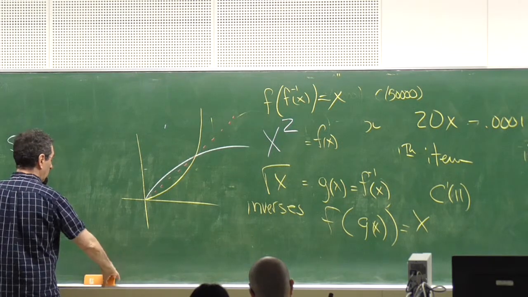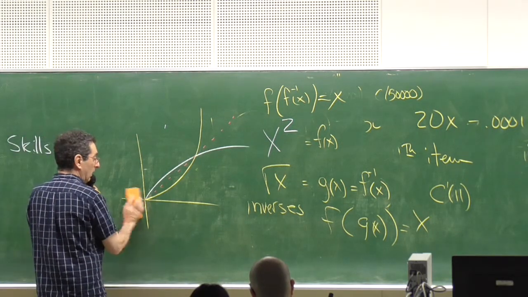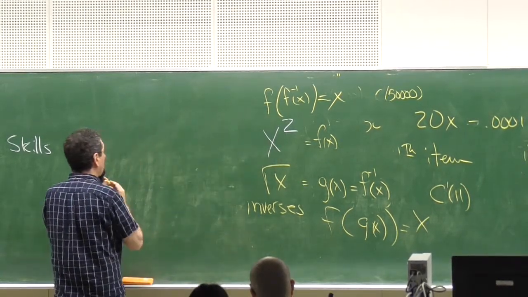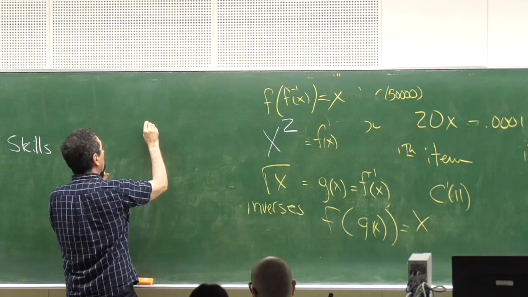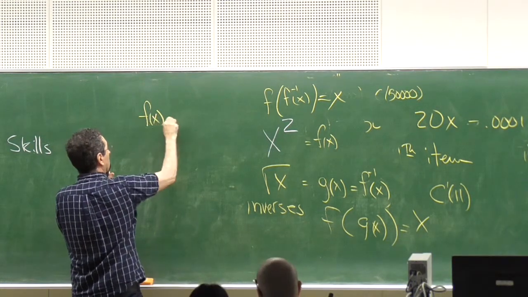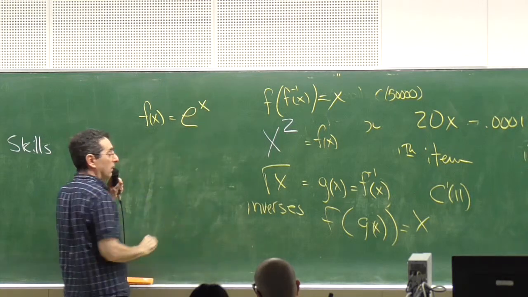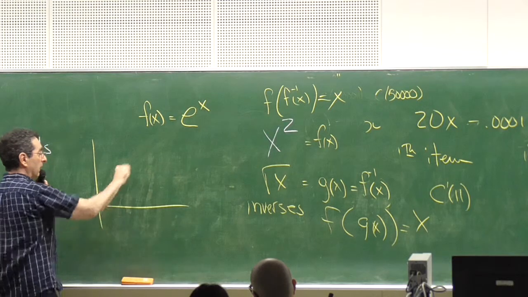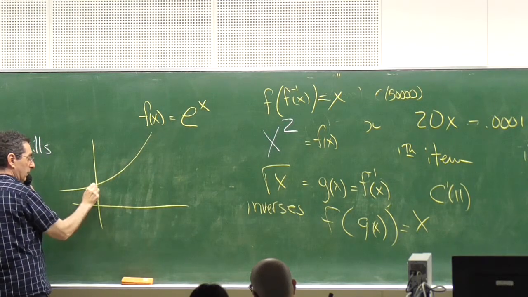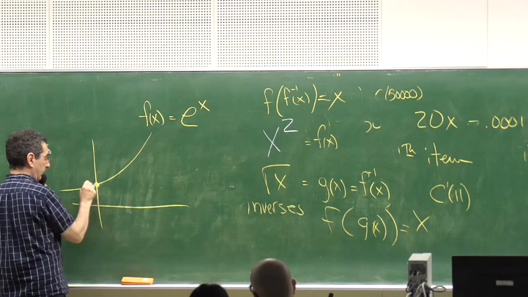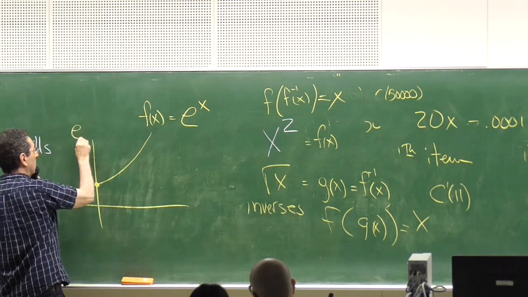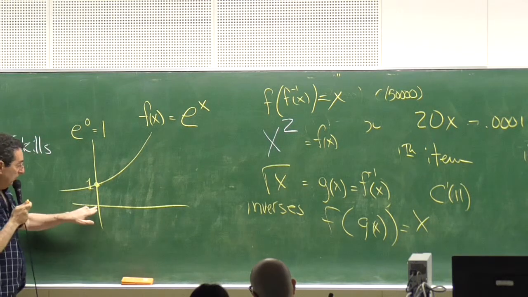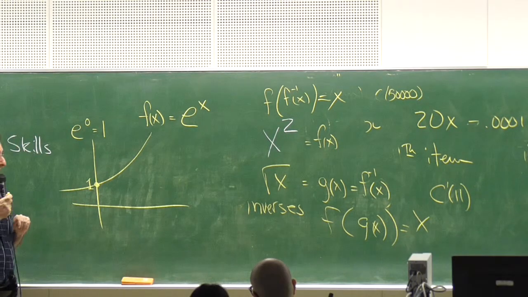So, going now to f of x equals e to the x, right? We know about that. We know that the picture of that looks like this, and this is 1, right? Because e to the 0 equals 1. And it looks like that.